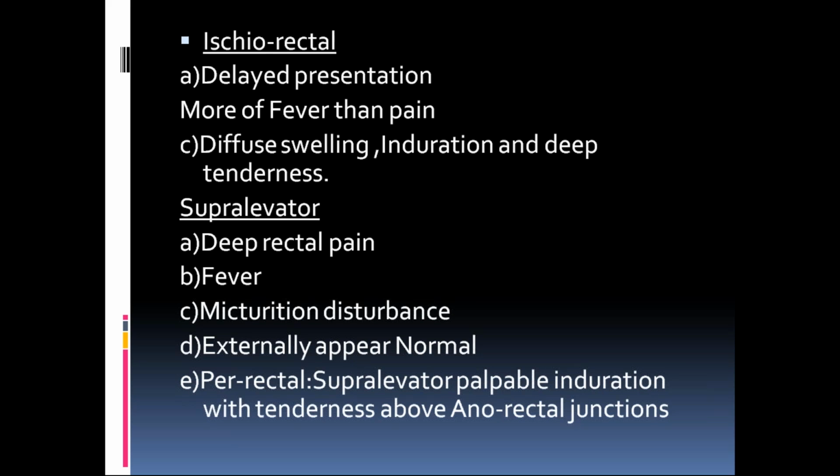So in perianal abscess, it is an early presentation, a short duration between 2 to 3 days. A patient with ischiorectal abscess usually presents with 1 week or above. The patient will have more of a fever than a pain. On examination, there will be a diffuse swelling. There will be induration. When you palpate the ischiorectal fossa, there will be deep tenderness. Okay, it is not a well localized swelling.